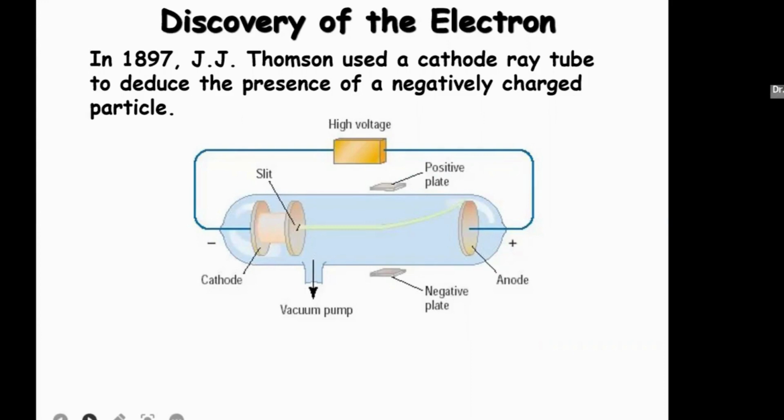Now what he did, he created a vacuum environment inside the glass discharge tube. He removed almost all of the air and left very little air. So the pressure inside the glass discharge tube was 0.0.